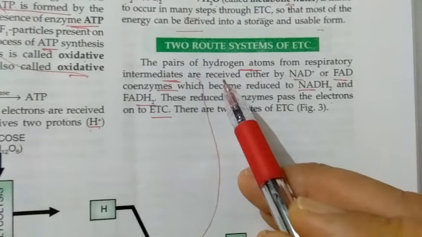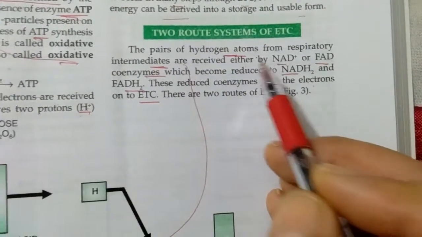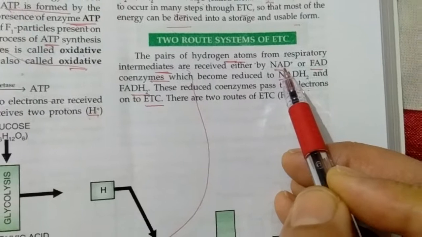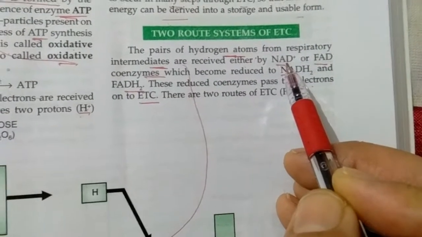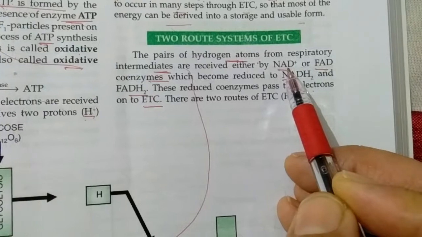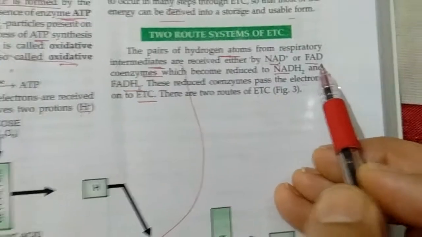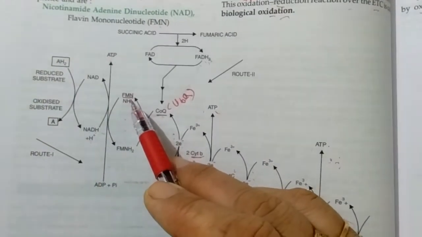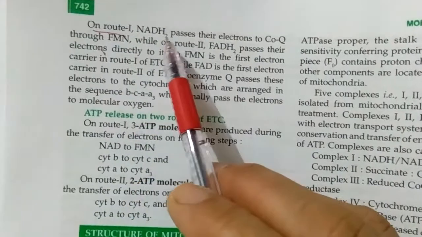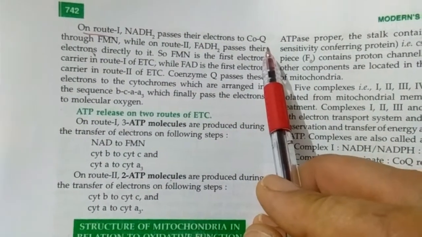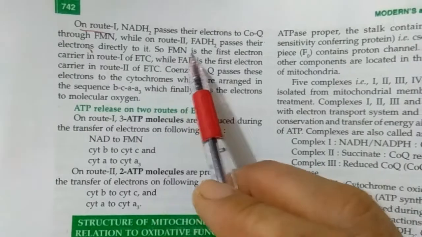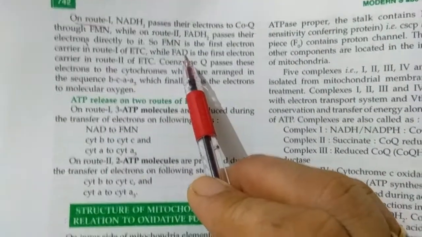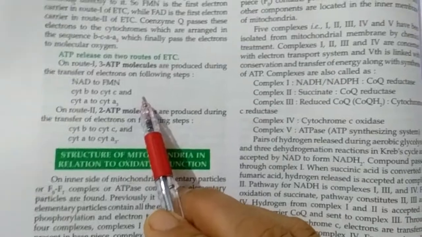As I was telling you, there are 2 routes of the electron transport system. In the first route, NADH2 gets oxidized and the hydrogen breaks down to form a hydrogen proton and an electron, and another route is FADH2. For NADH2, the first electron carrier is FMN, and for FADH2, the first electron carrier is FAD. So there are 2 routes which are mentioned here. In one route, the NADH2 passes its electron to coenzyme Q, and in the other route, the FADH2 passes its electron to FAD. Where does the synthesis of ATP take place?